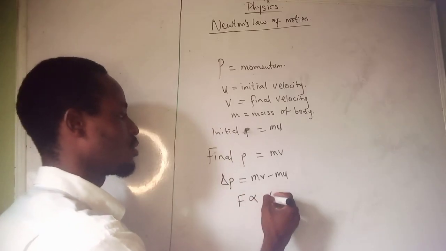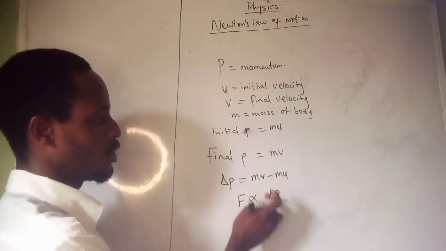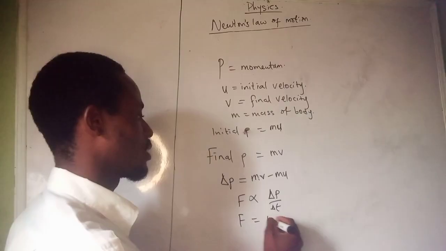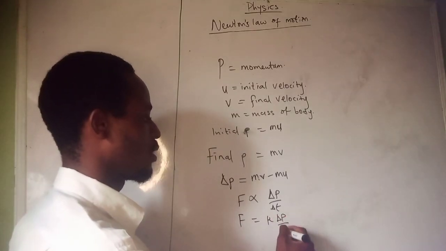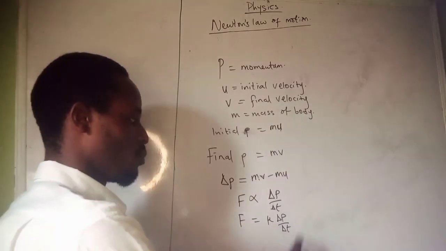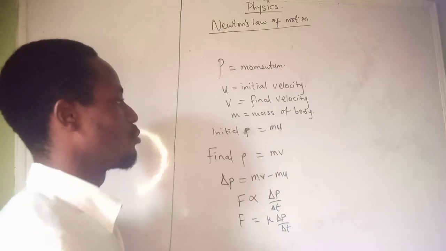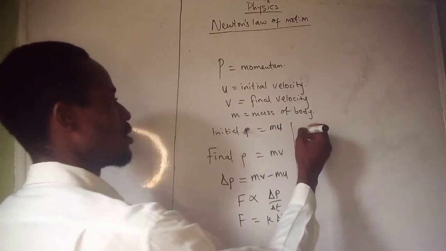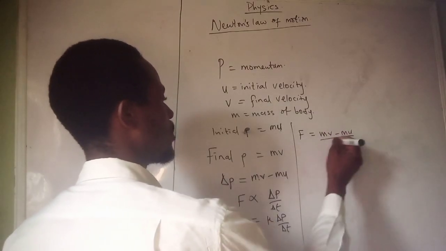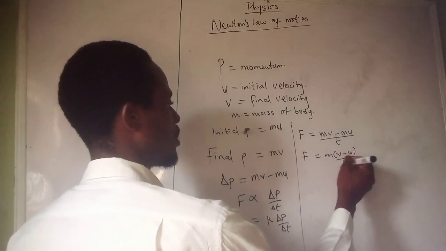Force is directly proportional to the rate of change in momentum. The rate has to do with time. That is change in momentum over change in time. So now in here we introduce a constant k, so F equals k times change in P over change in t. This formula is called Newton's second law of motion. The value of k is 1. So then we can derive more formulas from that by putting F equals change in momentum, mv minus mu, over t, which is the same thing as m into (v minus u) over t.